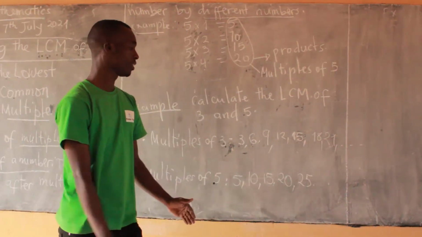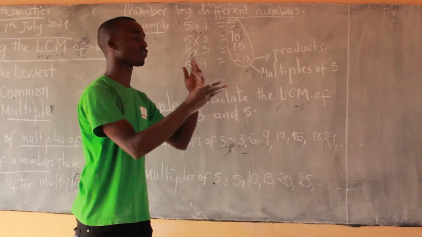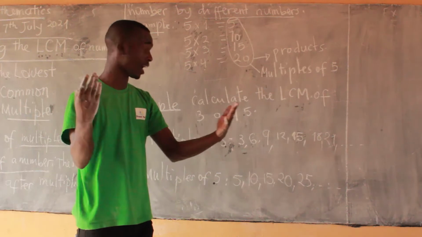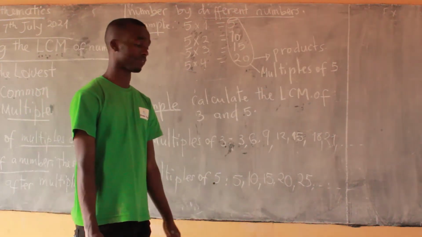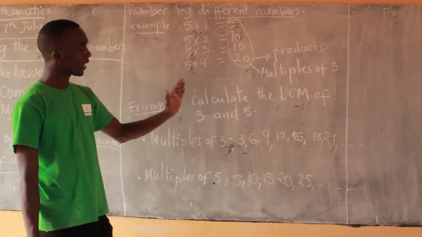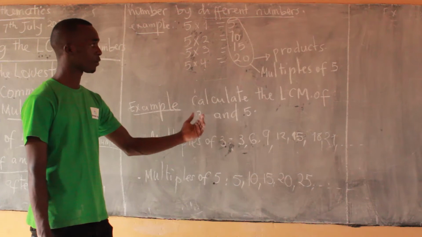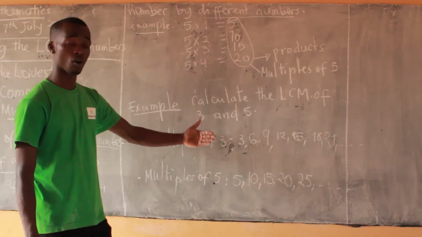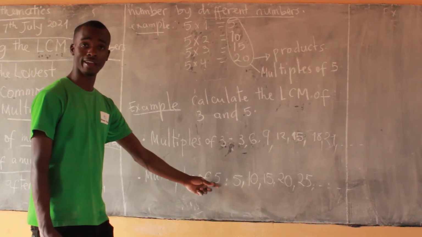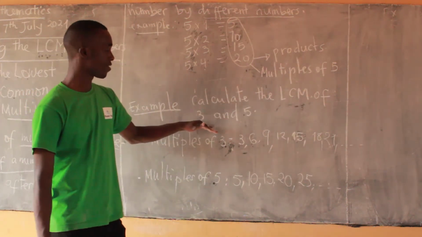And so on. It does not end there, it is continuous. You can also multiply 5 by 1000. The answer we get will be a multiple of 5. Now, after getting the multiples of 3 and the multiples of 5, you can find which multiples are in common between 3 and 5, because we want to calculate the lowest common multiple of 3 and 5.